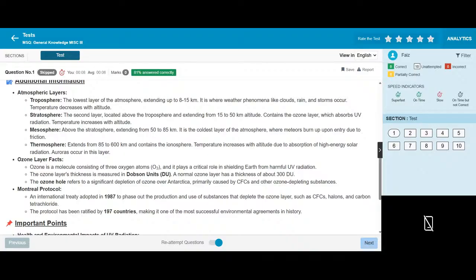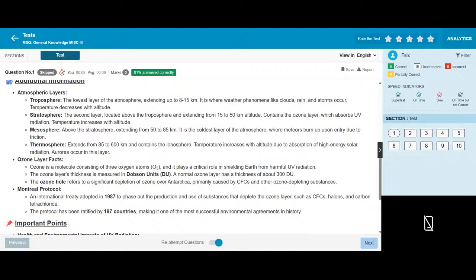Stratosphere, the second layer located above the troposphere and extending up to 15 to 50 km altitude, contains the ozone layer, which absorbs UV radiation. Temperature increases with altitude. Mesosphere, above the stratosphere, extending from 50 to 85 km, is the coldest layer of the atmosphere, where meteors burn up upon their entry due to friction.